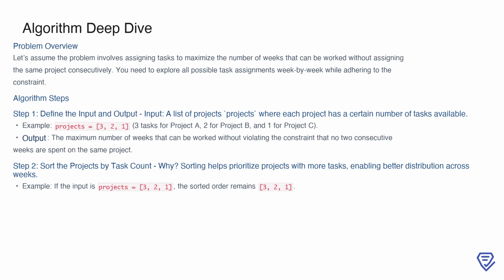Next, sorting the projects by their task count is a natural step. This ensures that the projects with the most tasks are prioritized, as they are likely to have a greater impact on the total number of weeks. For instance, sorting the input projects = [3, 2, 1] would keep the same order, but for an input like [2, 3, 1], sorting would yield [3, 2, 1]. Sorting helps us plan the task distribution more effectively.